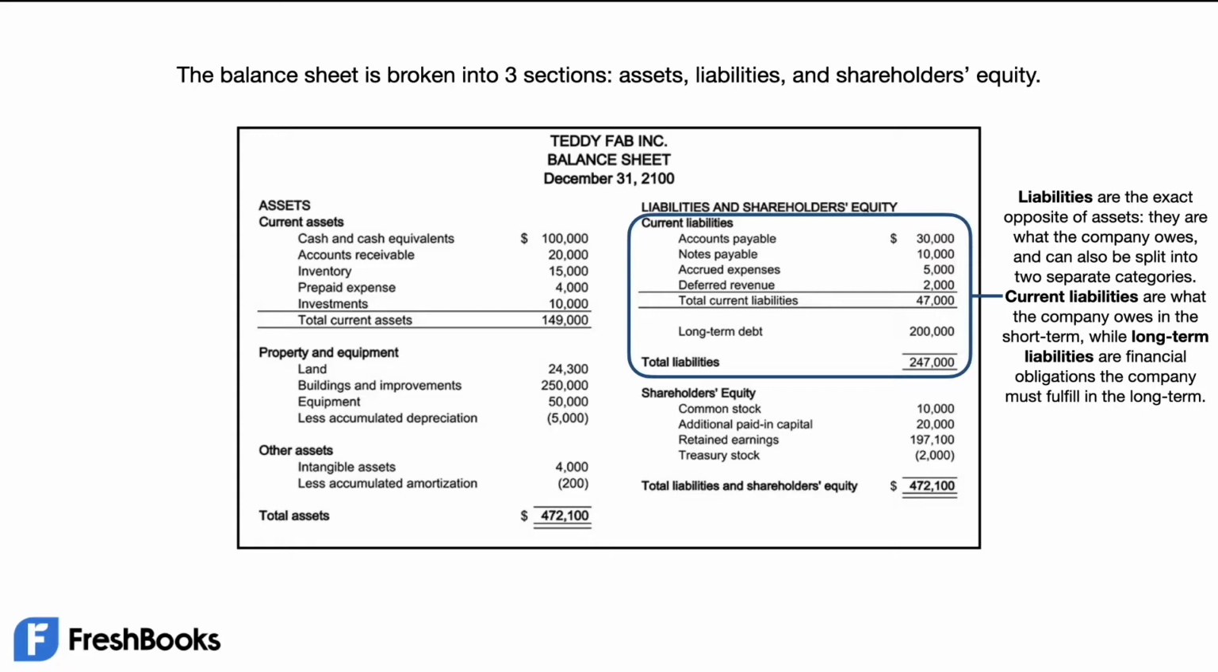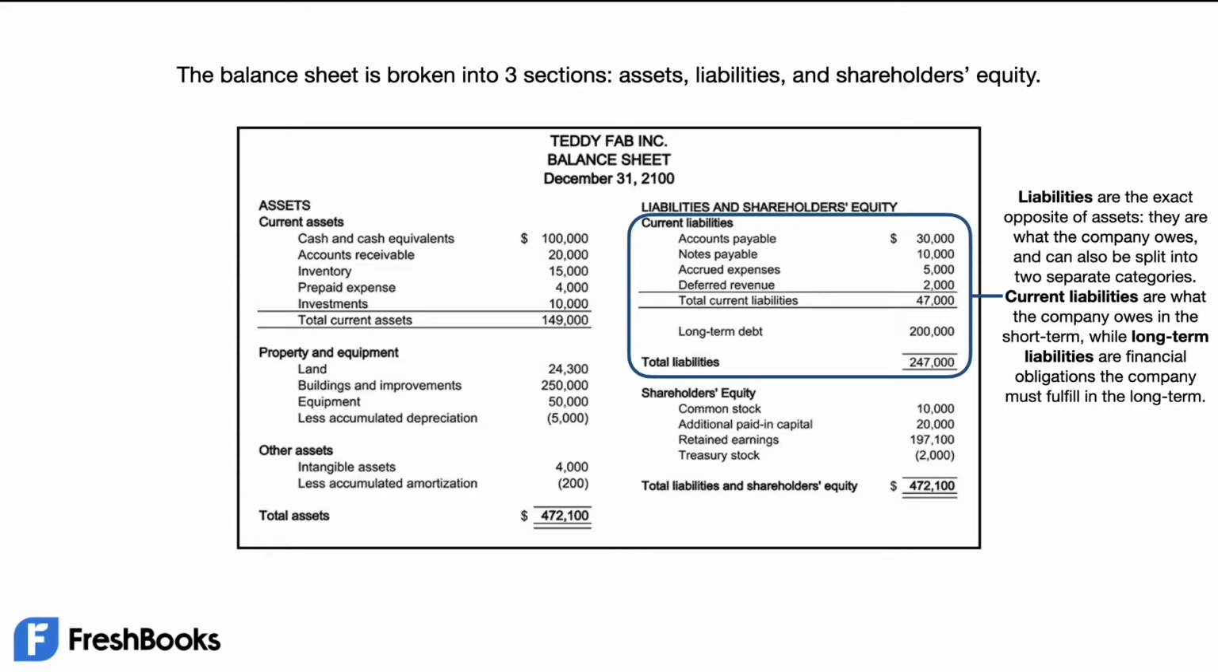Switching over to the right side, we have liabilities, which are the exact opposite of assets. They are what the company owes. Like assets, they can also be split into current and long-term categories. Current liabilities are the financial obligations of a company in the short term, like electricity bills or employee salaries, while long-term liabilities are financial obligations owed down the road, such as a business loan owed to a bank or something along those lines.